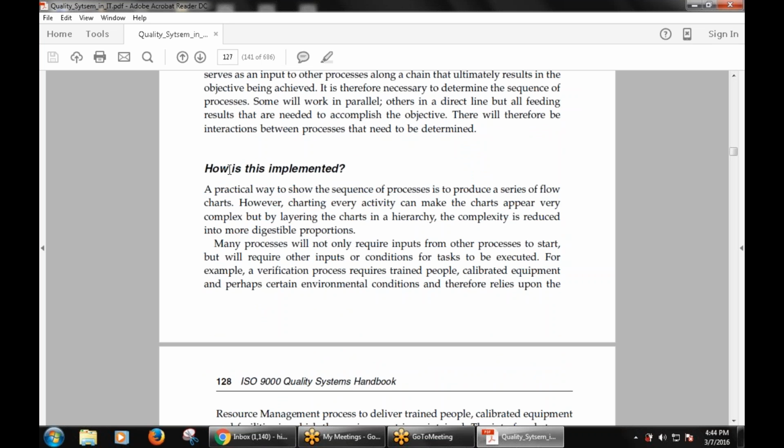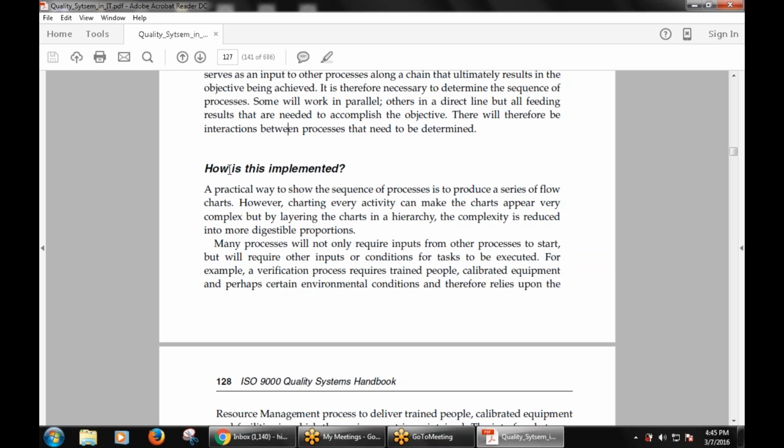Now, how is this implemented? How can we maintain the sequence, and how will the interaction be maintained among the processes? A practical way to show the sequence of processes is to produce a series of flowcharts. Whenever I want to show the sequence, it is designed with a flow chart, so there is a flow chart available to show the sequence of the processes.